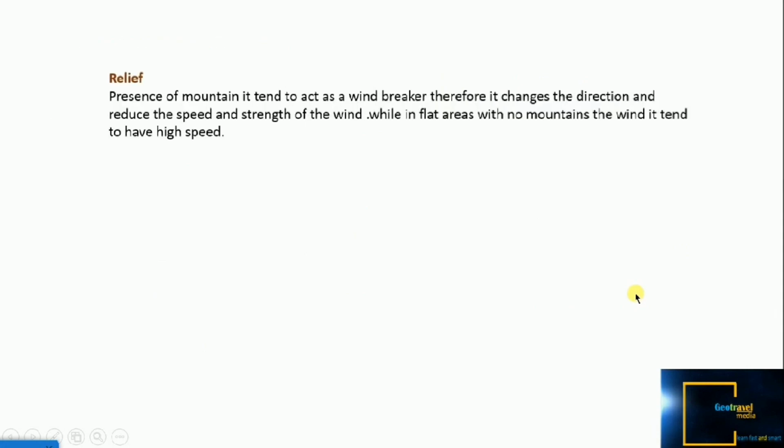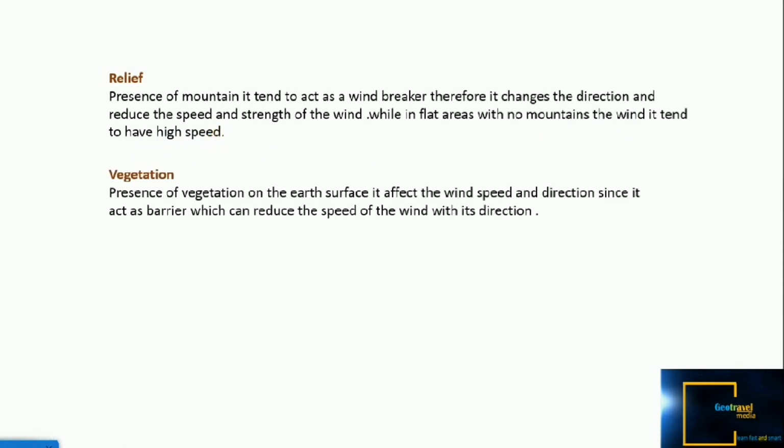Another factor which affects the movement of wind is relief. The presence of mountains tends to act as a windbreaker. Therefore, it changes the direction and reduces the speed and strength of the wind, while in flat areas with no mountains, the wind tends to have high speed. Another factor is vegetation. The presence of vegetation on the earth's surface affects the wind speed and direction, since it acts as a breaker which can reduce the speed of wind and change its direction.